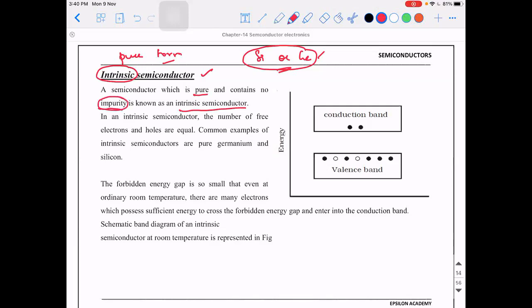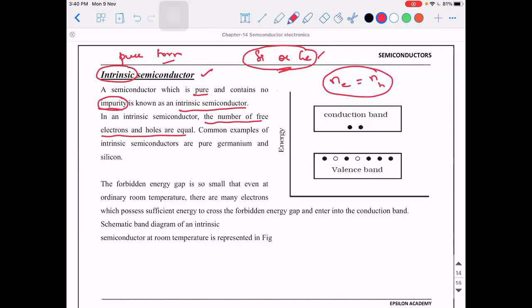What happens in an intrinsic semiconductor is that the number of free electrons and holes are equal. So in an intrinsic semiconductor, the important point to be noted is that the number of electrons is equal to the number of holes that are present.